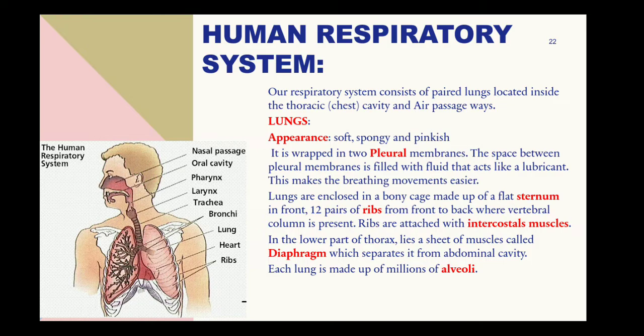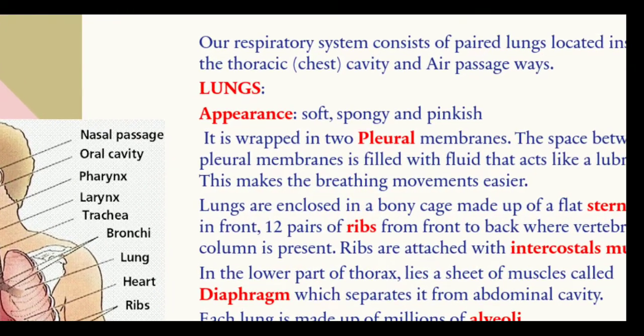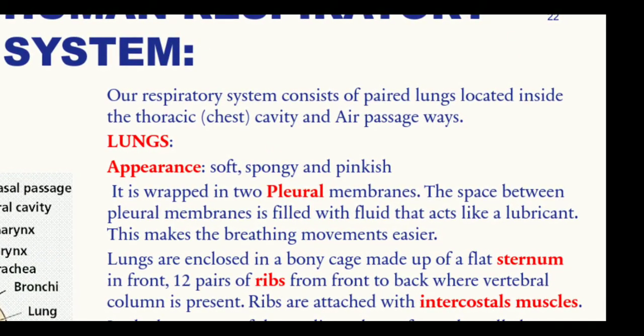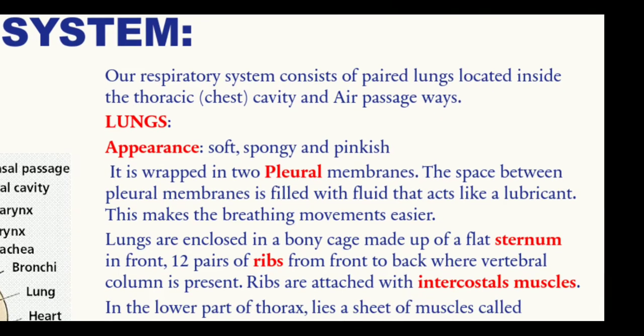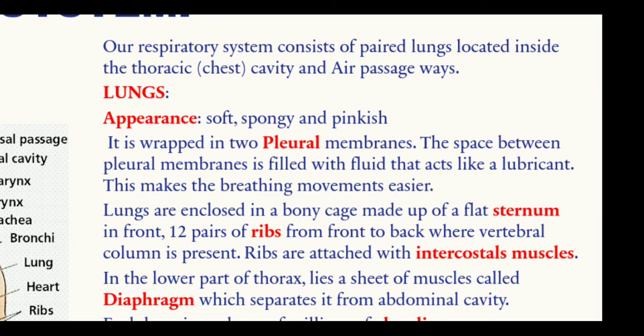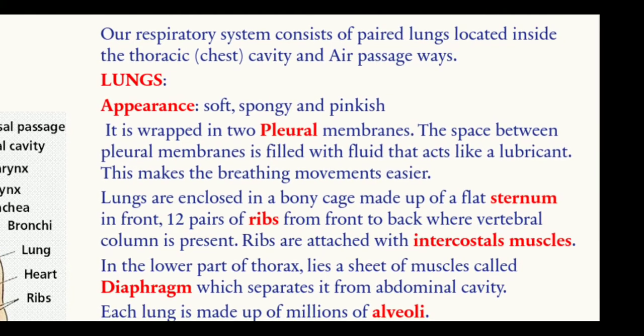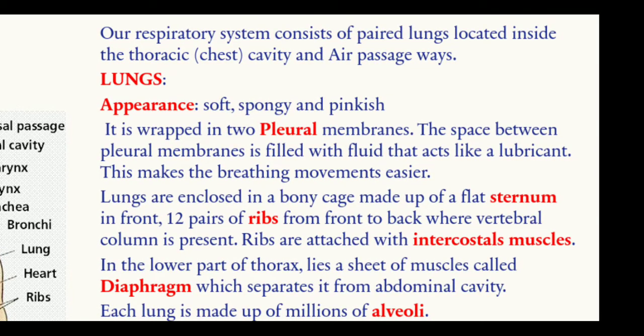Now let's look at the lungs. What do they look like? Our respiratory system consists of paired lungs located inside the thoracic chest cavity and air passage. So it is in the thorax. Our chest is a thorax. So inside the thorax or the thoracic cavity, air passageways are included. Lungs are located inside the thoracic cavity, and then there are air passageways.